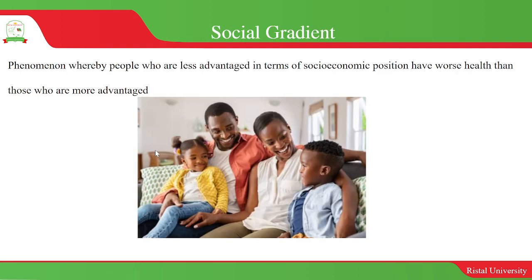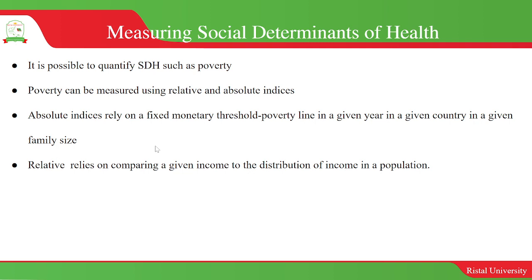Okay, we have the concept of social gradient, which is basically to say that if you are born in a poor family, it is very possible that you will have poor health outcomes. Okay, so that means that people of higher income levels have better health outcomes compared to those who are poor. So that is the concept of social gradient.